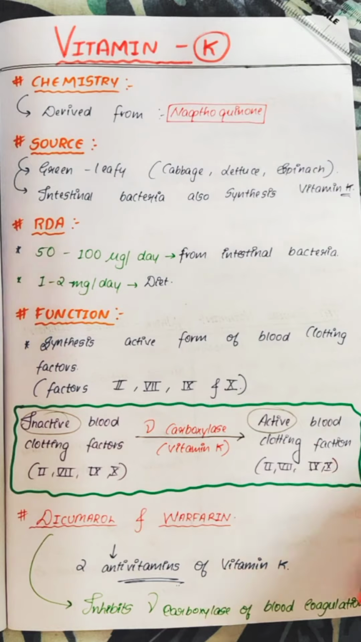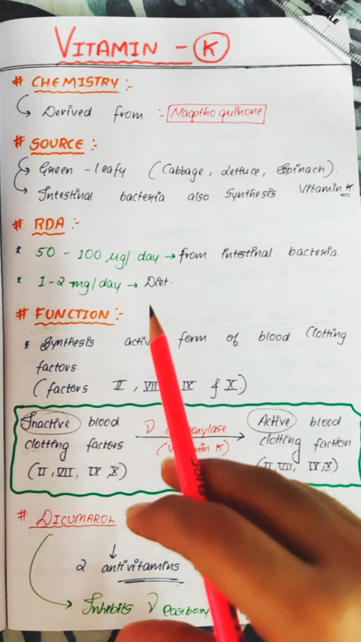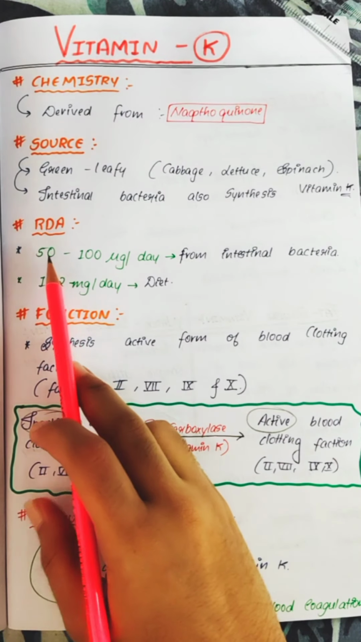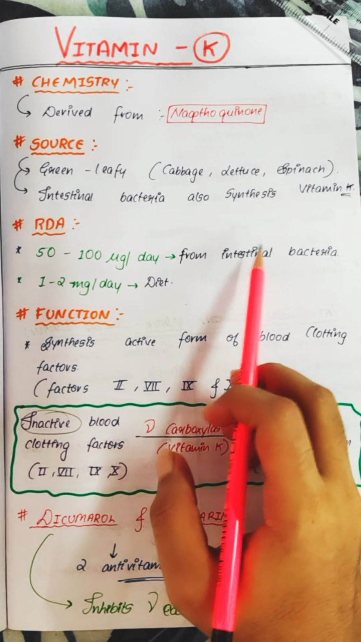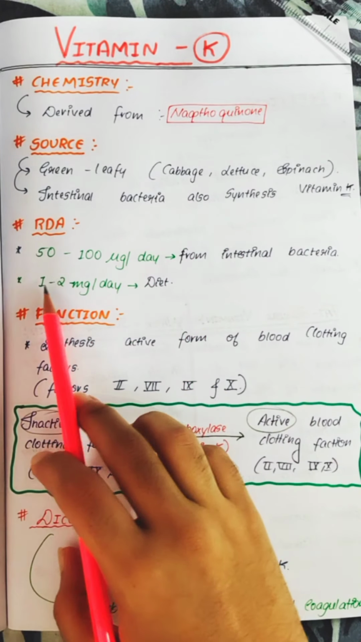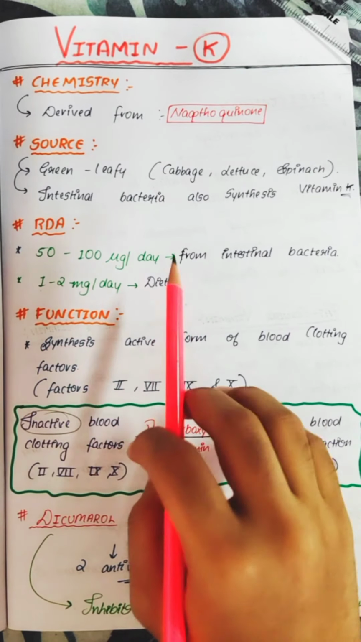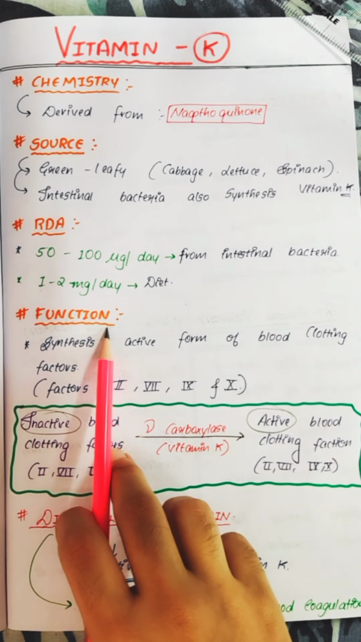We'll look at the RDA level required, which is necessary for every human being to consume. It is around 50 to 100 μg per day from the intestinal bacteria, whereas 1 to 2 mg per day in the form of diet. So that is the RDA value. Now we look at its functions.